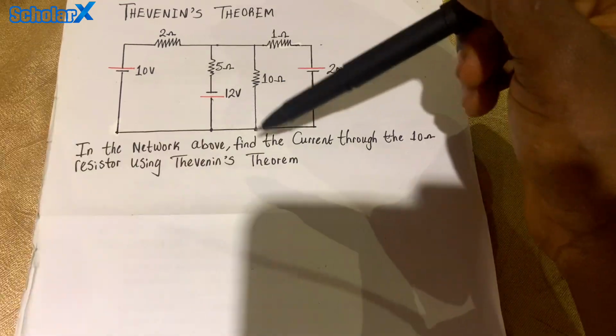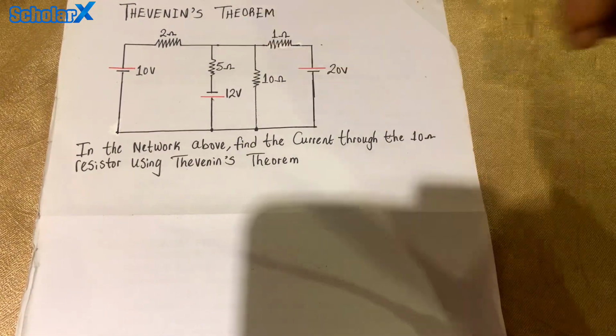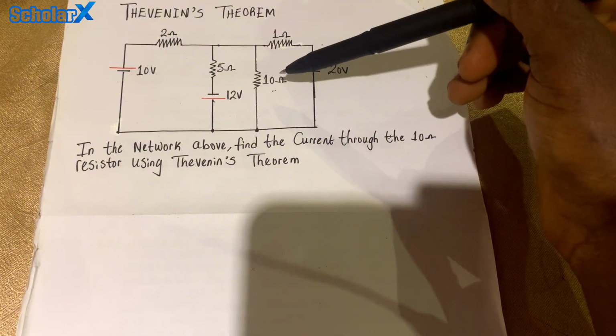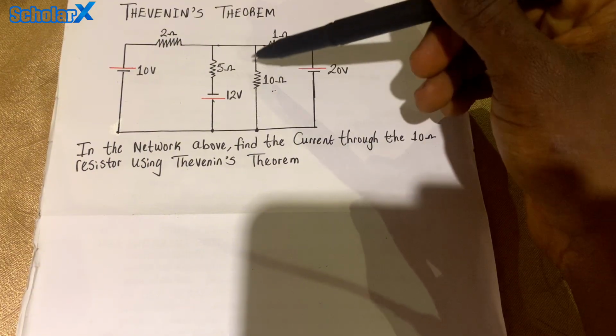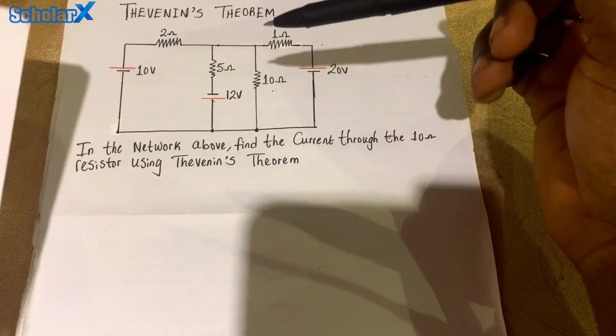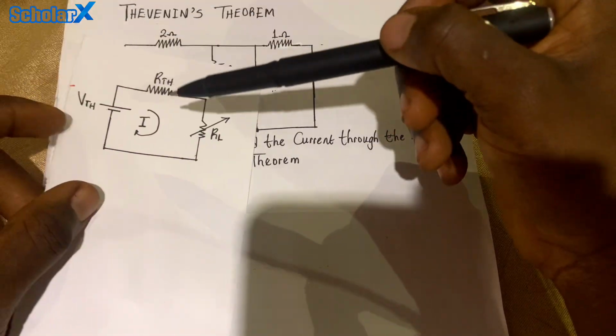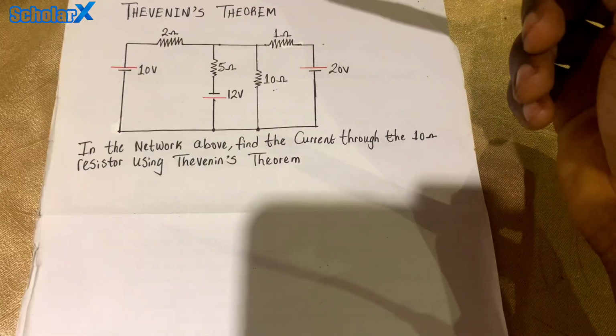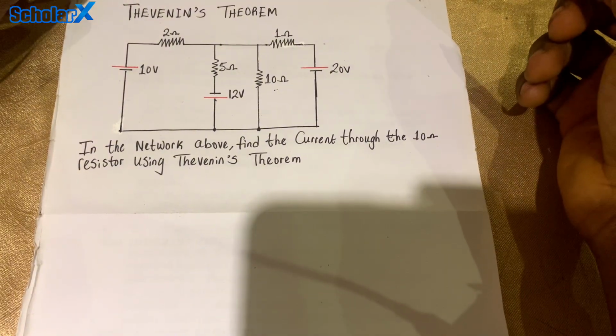But in this case, we are asked to find the current through the 10 ohms resistor. And where's the 10 ohms resistor? This is the 10 ohms resistor. So we're asked to find the current through this 10 ohms resistor. All right, so we're trying to reduce the whole of this into something like this, into this diagram. Now, how do we do that?